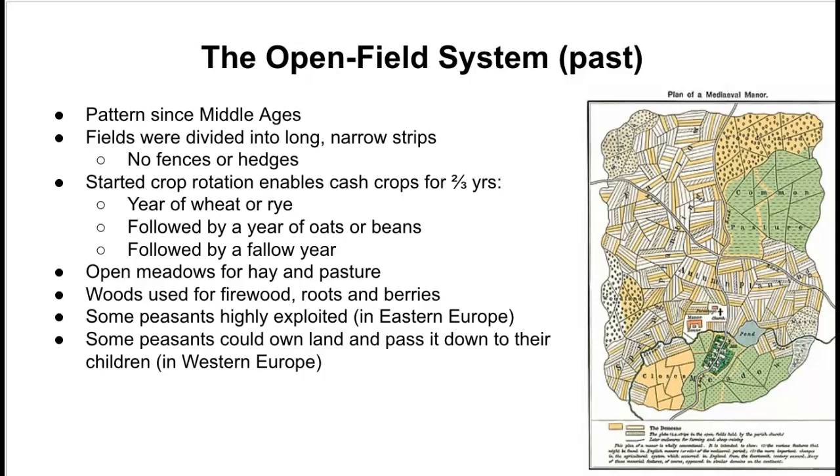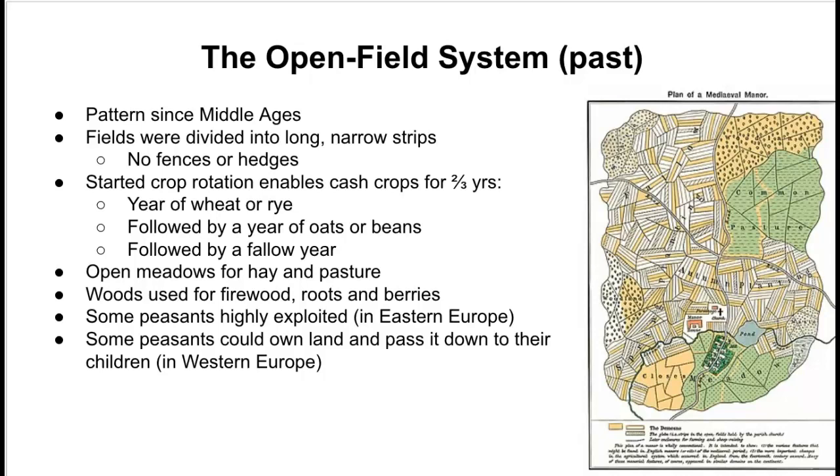So within that traditional economy, before the agricultural revolution, it's marked by what's called the open field system. And you see a map here of the open field system. This was an agricultural pattern since the Middle Ages. Fields are in long, narrow strips. There's no fences, no hedges, no clear delineation as to whose field is whose. And there's some crop rotation that's happening because that changes the soil, and it's a good practice to follow, but it's not as scientific. It's really just a general practice.